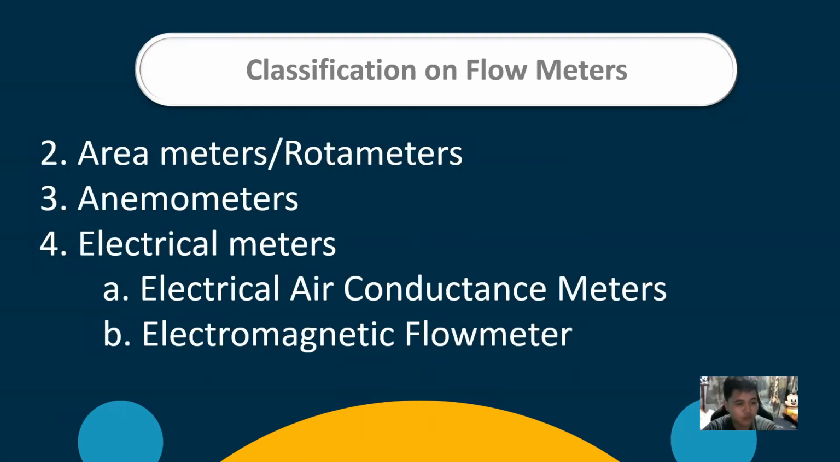Okay. So yung susunod is area meters or rotameters. Tapos anemometers. Familiar na kayo dyan kung engineering student ka. Alam mo yan. Okay, electrical meters. So yung electrical meters, meron din siyang sub type. Okay, ito yung electrical air conductance meters, tsaka yung electromagnetic flow meter. Okay, let's move on.